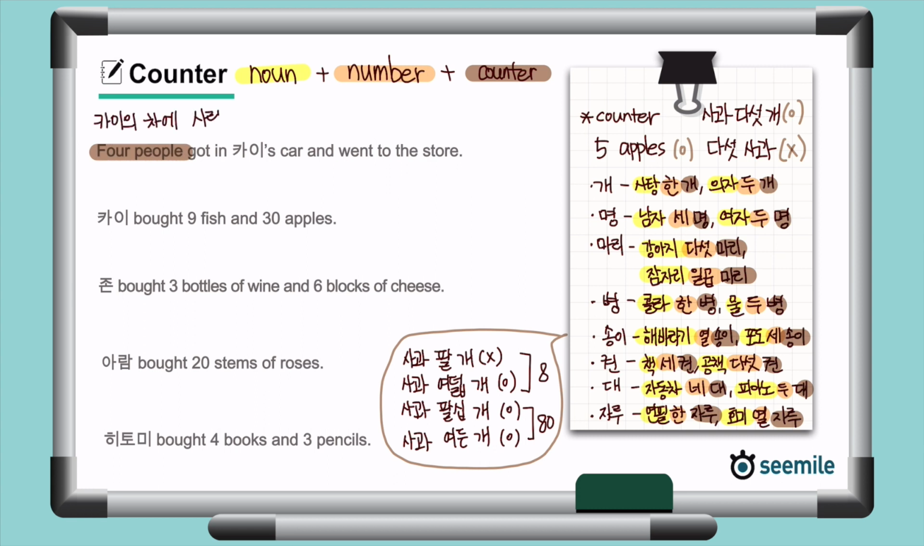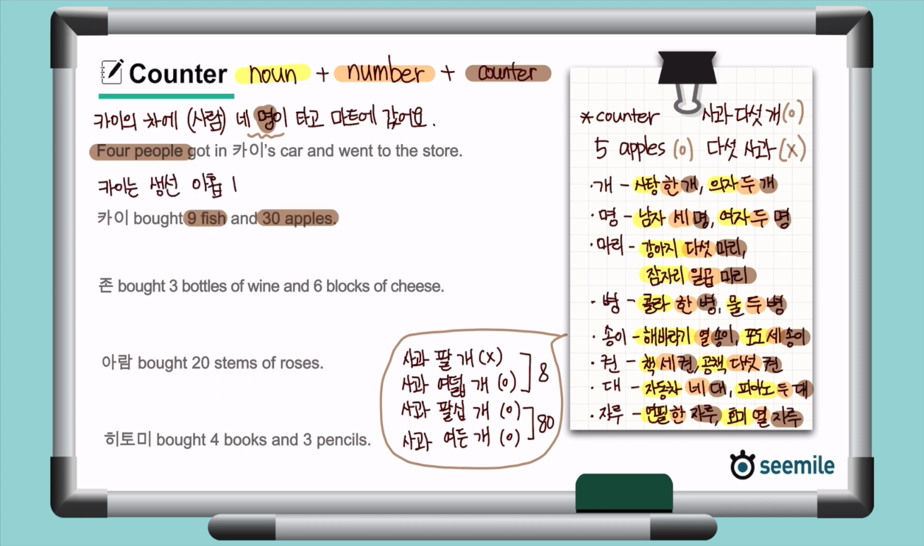카이의 차에 사람 4명이 타고 마트에 갔어요. It's also okay to omit 사람 here because the word 명 is only a unit exclusively for counting human beings. So anyone hearing this would understand right away that the speaker was referring to a number of people. So another correct way to describe this in Korean would be 카이의 차에 4명이 타고 마트에 갔어요.